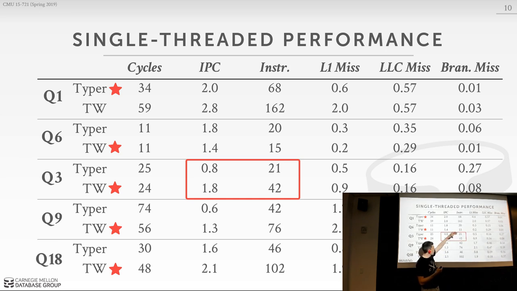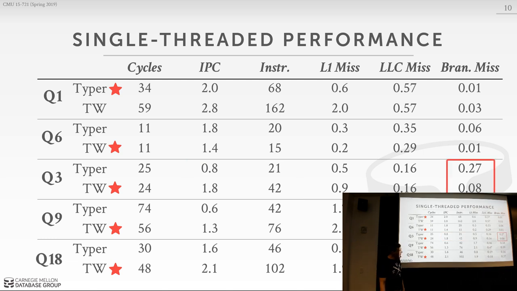For this one, we're still executing fewer instructions. This is still getting better instructions per cycle, but VectorWise is doing better. And I'm going to take a guess why. Branch misses. Look at how much different the difference is here. This has 0.8, 0.08, this is 0.27. Because the scans or the extra pointers themselves don't have any if clauses. There's no conditionals. It's just ripping through as fast as possible. And again, the loops are really tight.